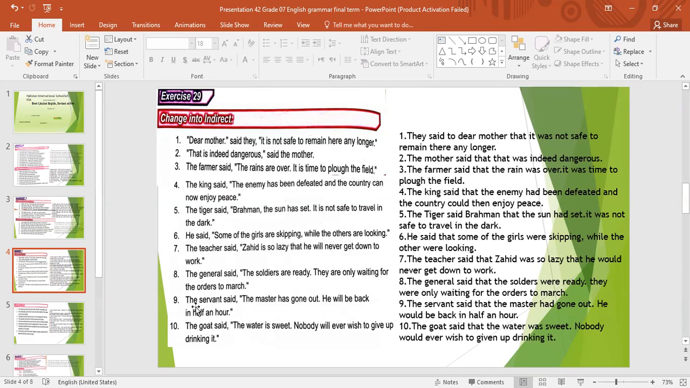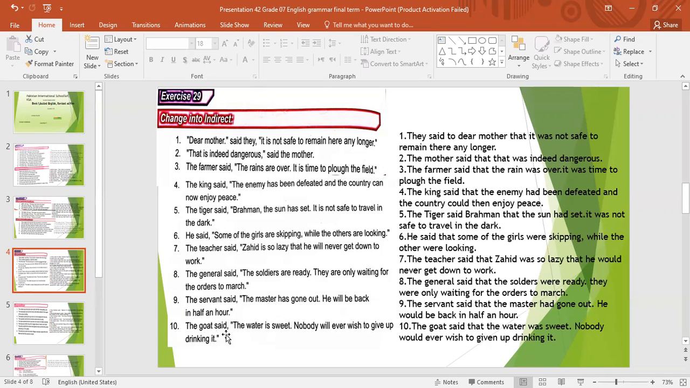Number 9: The servant said, "The master has gone out. He will be back in half an hour." This is direct speech. Here in the indirect, the servant said that, putting "that", and change the tense. The master had gone out. He will be, so he would be back in half an hour.